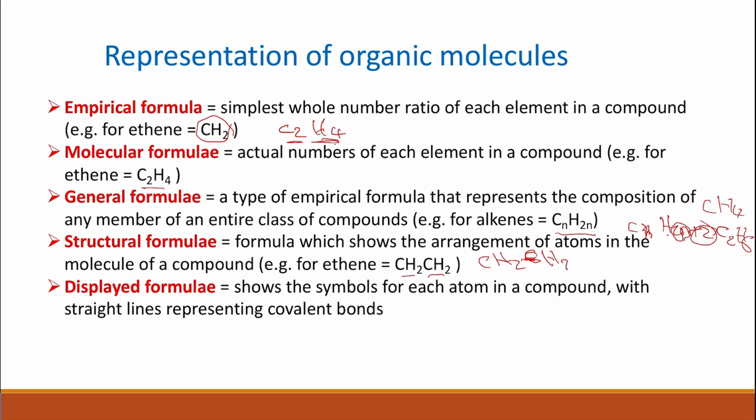And finally, the displayed formula. The displayed formula is the formula that shows all the connections, all the types of bonds, whether there are single bonds or double bonds. And when we talk about the structure of alkanes and alkenes, we're going to see how we can represent the different members of the alkanes and alkenes using the displayed formula, and how we can show the single and the double bond.